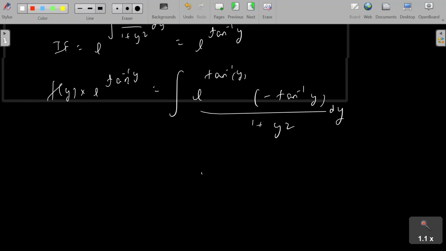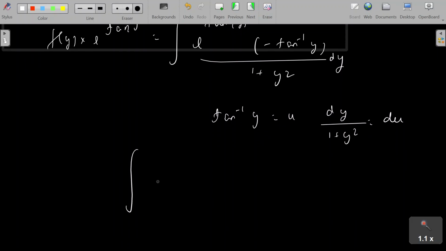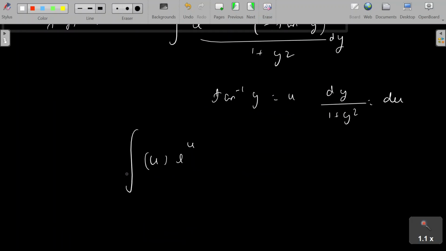So e to the power tan inverse y, let's substitute. In fact, let us substitute tan inverse y equals u, so that will be more clear. Tan inverse y equals u, so dy by 1 + y² equals du. So there will be a ∫ u into e to the power u, negative, du.